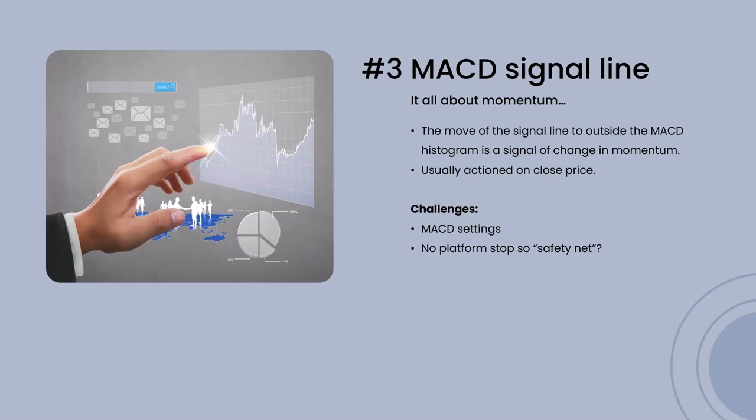Challenges: what are the MACD settings? I would generally say that if you're using a 10 and a 20 as standard moving averages on your main chart area, then you should mirror that with your MACD.